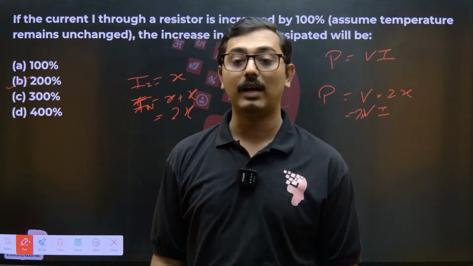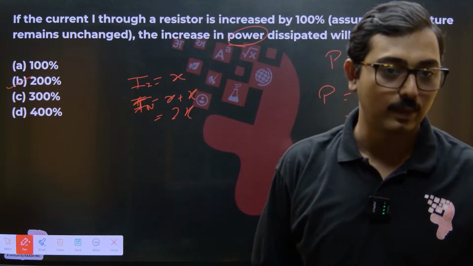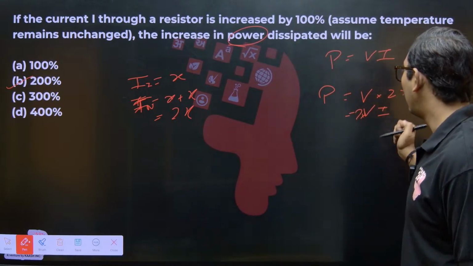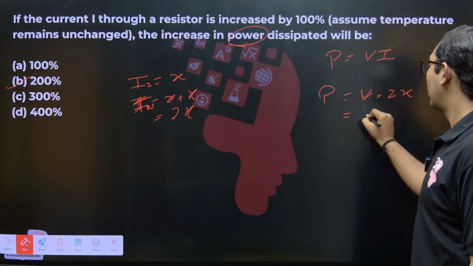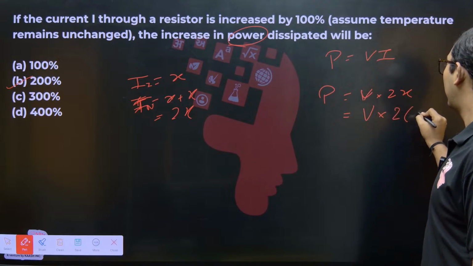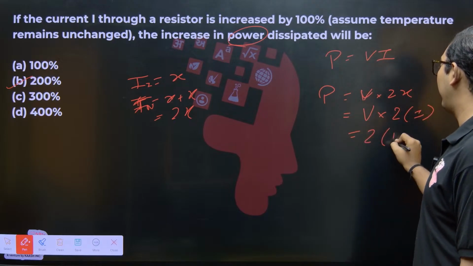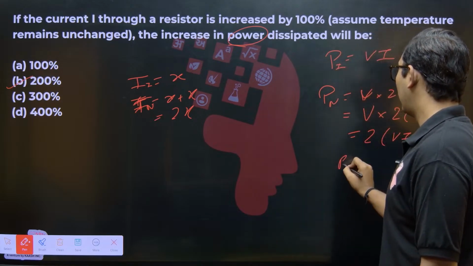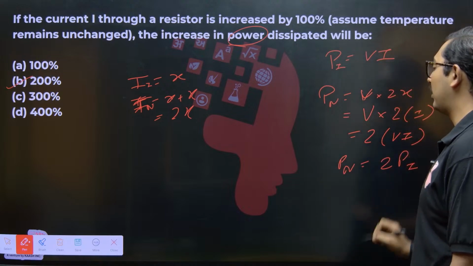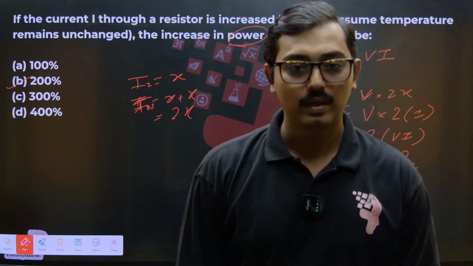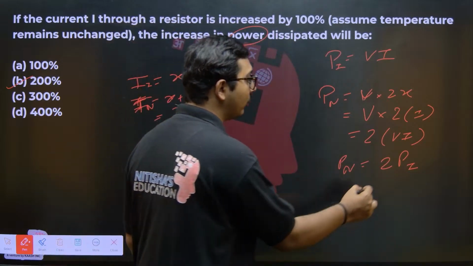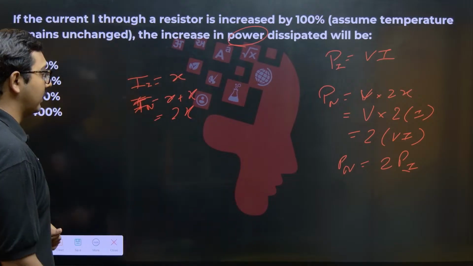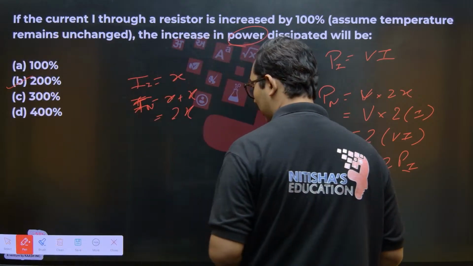It is not the heat formula, I square RT. It is the power formula, VI. So from VI, we can say it is 2 times VI. New power is equal to 2 times initial power or old power. Okay, so with this calculation, we can say it has become 2 times. So how much has it been increased? It has been increased 200%.